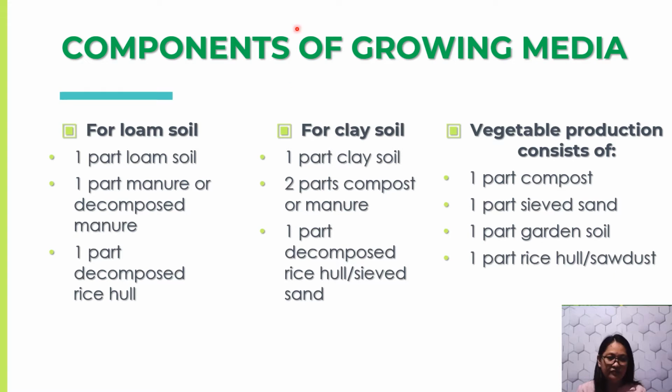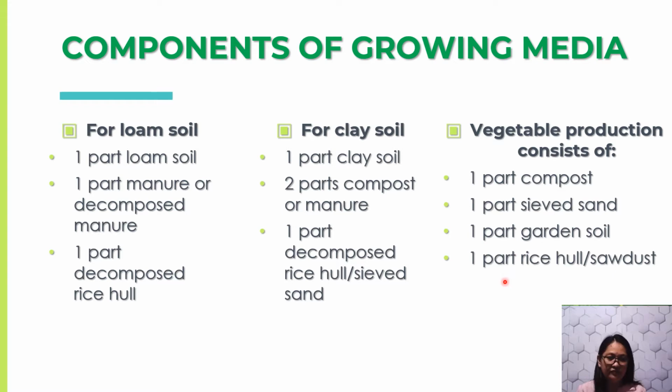For loam soil, these are the following mixture: 1 part loam soil, 1 part manure or decomposed manure, and 1 part of decomposed rice hull. For clay soil, it consists of 1 part clay soil, 2 parts compost or manure, and 1 part decomposed rice hull or sieve sand. And for vegetable production, we have 1 part compost, 1 part sieve sand, 1 part garden soil, and 1 part rice hull and sawdust.